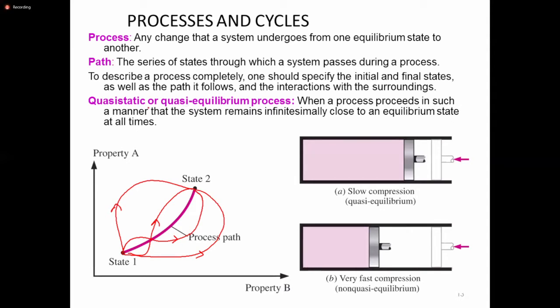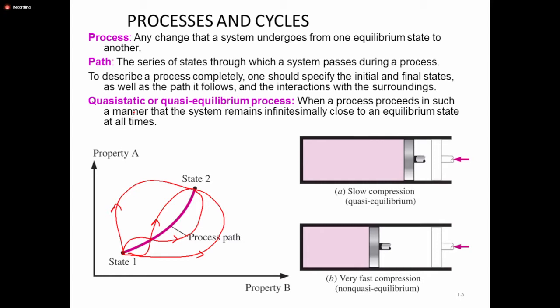Next is what is called a quasi-static or quasi-equilibrium process. This is when a process proceeds in such a manner that the system remains infinitesimally close to an equilibrium state at all times. At all times, we want the system to achieve the equilibrium state. And what exactly is the equilibrium state? Equilibrium with respect to thermal aspect, that is thermal equilibrium, then mechanical equilibrium, phase equilibrium, and chemical equilibrium. In order to achieve equilibrium from one state point to the other, we require a lot of time, or an infinite time period.